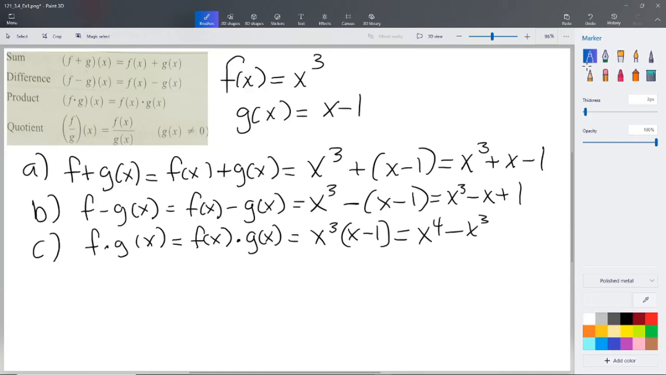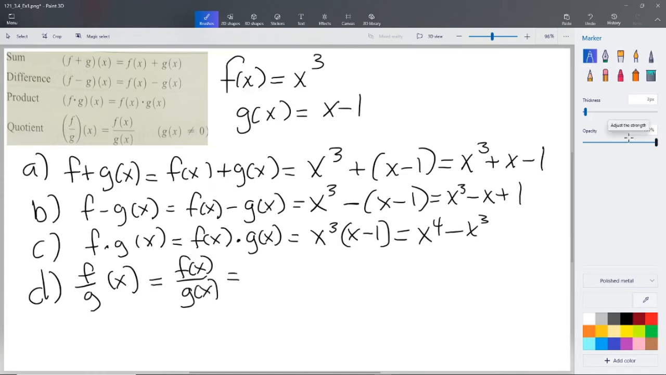Our final one for this particular example is f divided by g of x, which means f of x divided by g of x. Our f of x, once again, is x cubed. Our g of x is x minus 1. And again, if there was any way for us to simplify these, we would do so. But we can't, so this is as good as it's going to get.